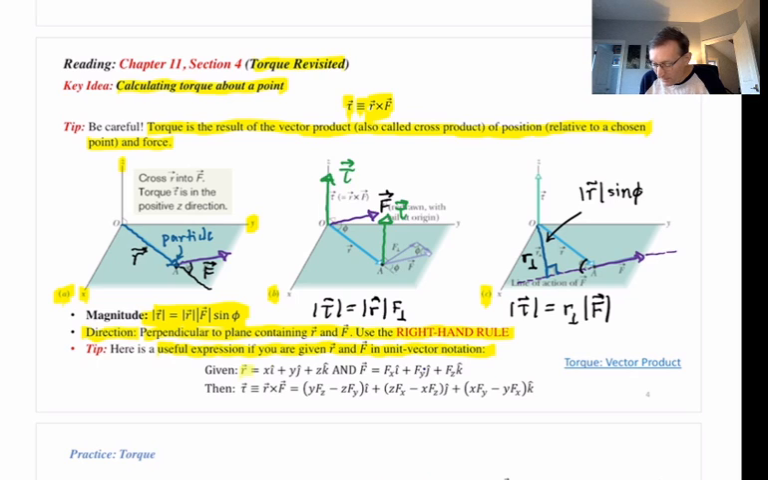So r arrow is given in that form: x times i hat plus y times j hat plus z times k hat, where x, y, and z are numbers in meters. And the force F arrow is given in this form: F sub x i hat plus F sub y j hat plus F sub z k hat, where Fx, Fy, and Fz are numbers in newtons.